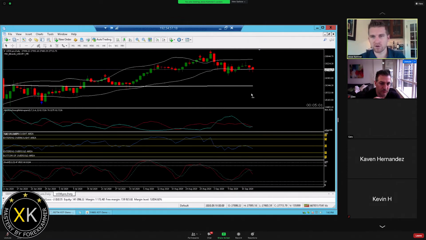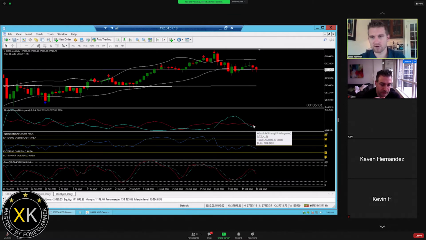Looking at the absolute strength histogram, lines are about to cross, right? Red line on top, about to cross here. That's going to tell us that on the daily time frame, next 1 to 3 days, we should see this trend continue. Stock indicator, we actually have a line cross too on that.